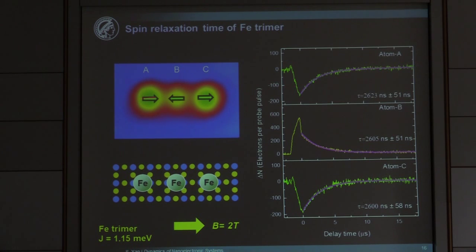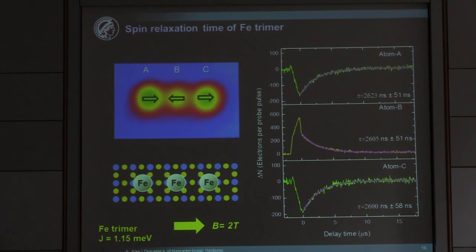You can see that on the two side atoms, the current will first drop and then recover. But for the center atom, it will first increase and then drop back. If your tip is further away, let's say 10 millivolt and 20 to 30 picoampere conductance, you will get almost the same lifetime. It doesn't matter which atom you are measuring.